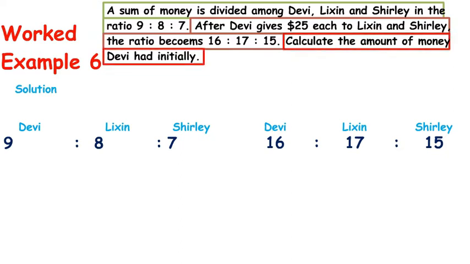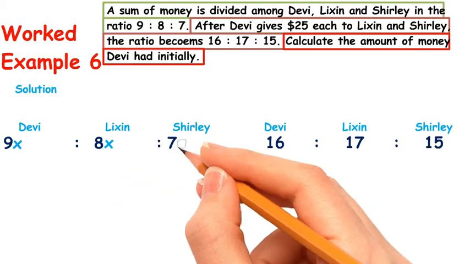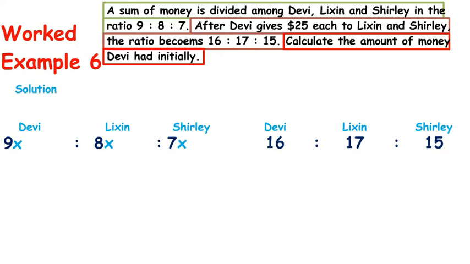Let's say the number which we multiply by Devi's ratio is x, to find the amount of money Devi had initially. Then, the amount of money Likson and Shirley had initially can be found by multiplying the same number, which is x. After Devi gives $25 each to Likson and Shirley, we subtract $25 from Devi's amount to add $25 for Likson, and subtract $25 more from Devi's amount to add $25 for Shirley.